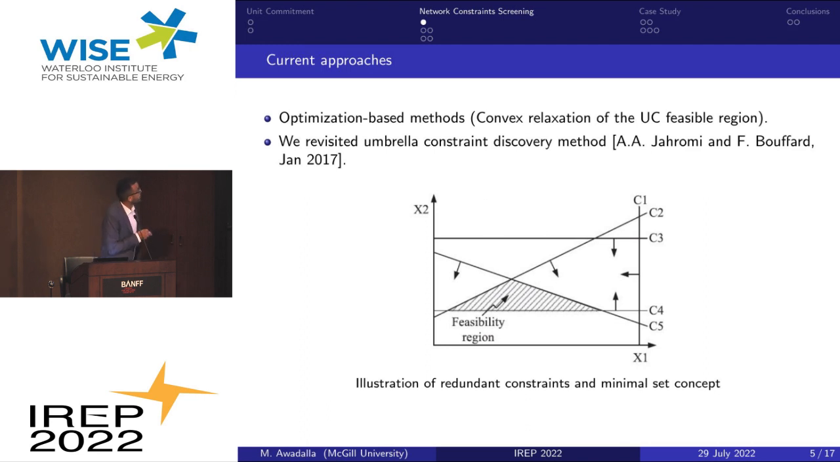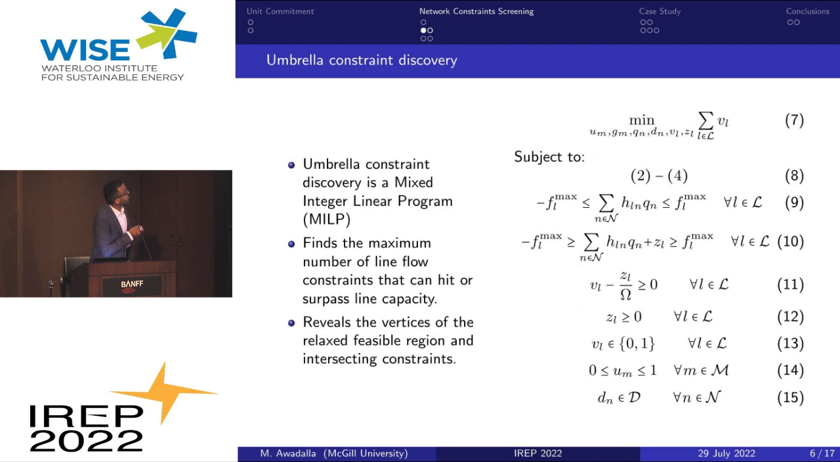So I'll present the umbrella constraint discovery method. It was proposed by Amir and Francois Bouffard in a paper. You can find that in the paper, but it was proposed in a different context. I'll discuss this here briefly in the next slide in the context of the unit commitment problem.